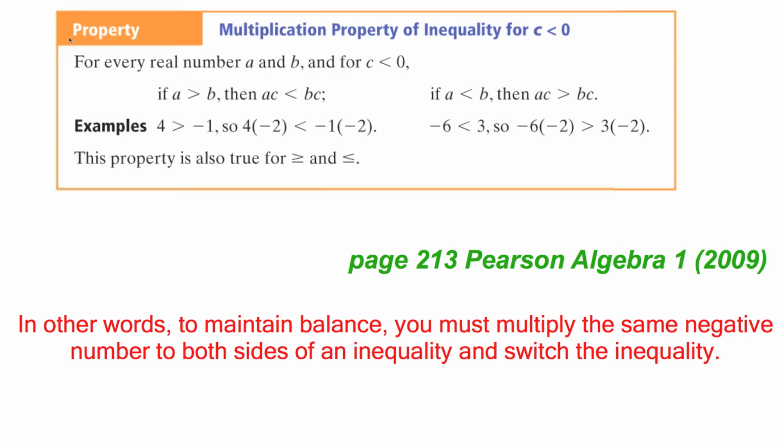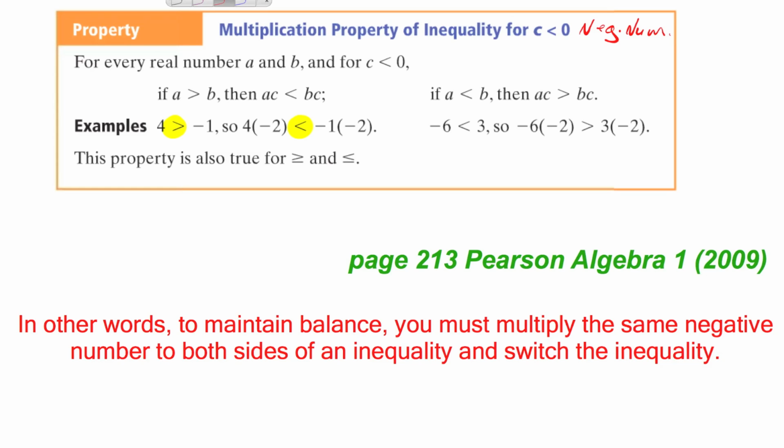Here we have our second property of this video algebra lesson. It's the multiplication property of inequality for c less than 0. What that means is we're working with negative numbers. So when we multiply each side by a negative number, we have a special rule that applies. For every real number a, b, and c less than 0, if a is greater than b, then a times c is less than b times c. I want you to notice that change right there. The inequality switches around from a greater than symbol to a less than symbol.